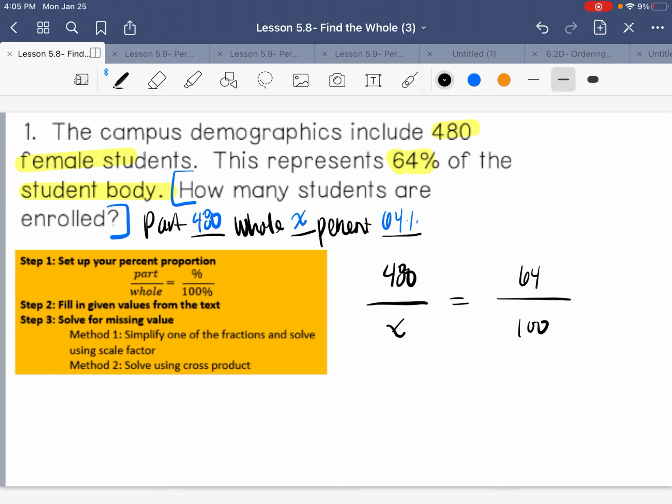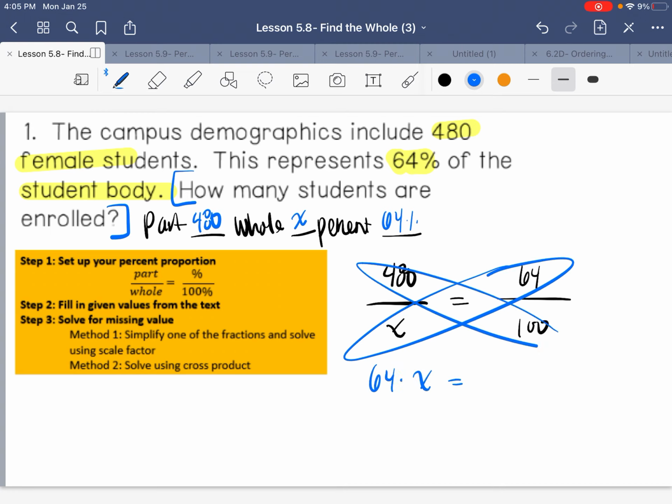Next, I'm going to butterfly cross multiply. 64 times X is equal to 480 times 100, which is going to be, remember what I said, just add the zeros of the 100. It's going to be 480, add 2 zeros. Now you have 48,000. Now, I want to isolate the X. How can I isolate the X? I have to get rid of whatever's with the X, which is 64, by doing the opposite. Divide both sides by 64.